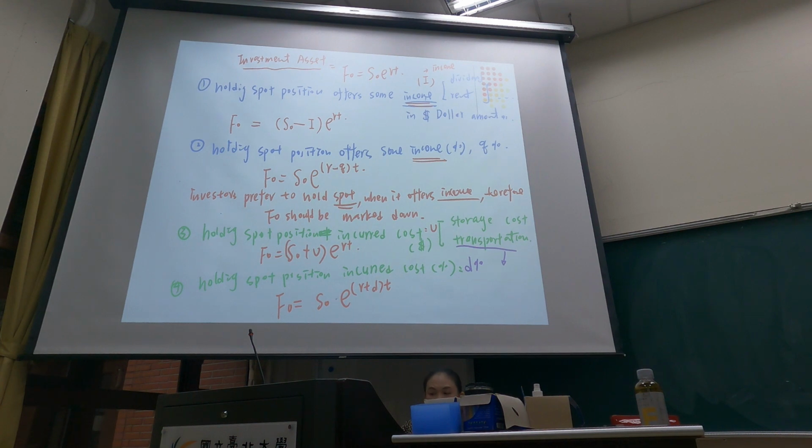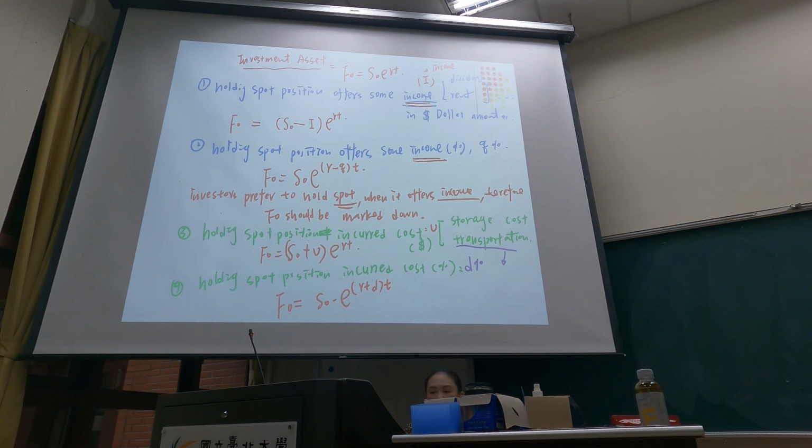Are we okay with this? Yeah? Okay. So this is how we adjust the pricing model, and this adjustment is based on holding the spot position. You look at your spot position, whether the spot position will bring you more income or incur some more cost. If it brings you more income, then the investor will prefer spot over the futures or forward. So the future or forward price should be marked down in the theoretical pricing model.